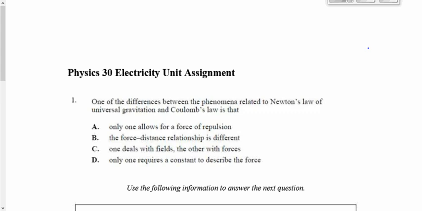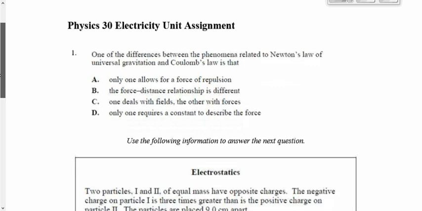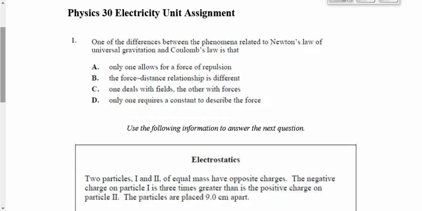At our Physics 30 electricity unit assignment, question number 1, what are the differences between the phenomena related to Newton's law of universal gravitation and Coulomb's law? We do a lot of comparisons between these two laws, right? kQ1Q2 over r squared is Coulomb's law. GM1M2 over r squared is Newton's law of universal gravitation. What's the difference? What's one of the differences at least?